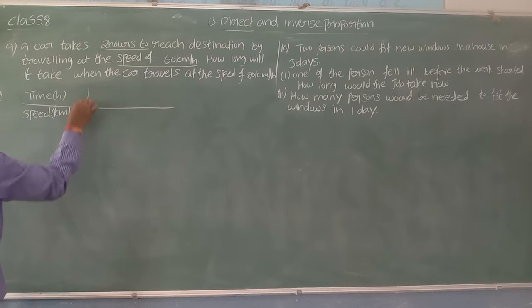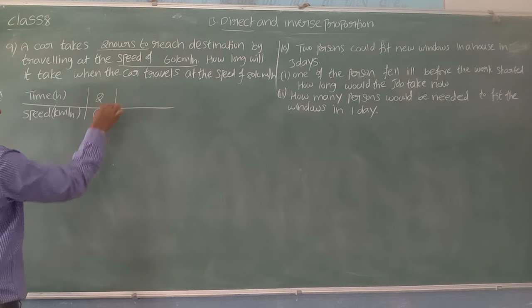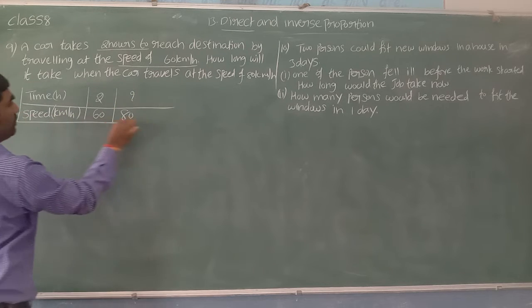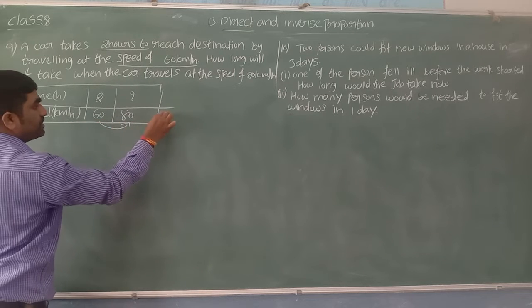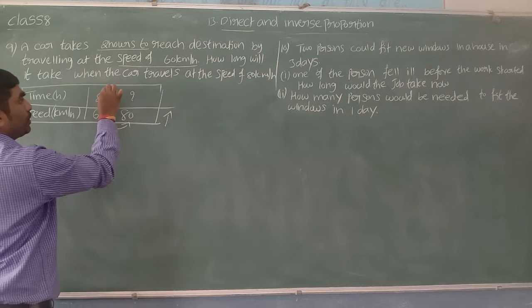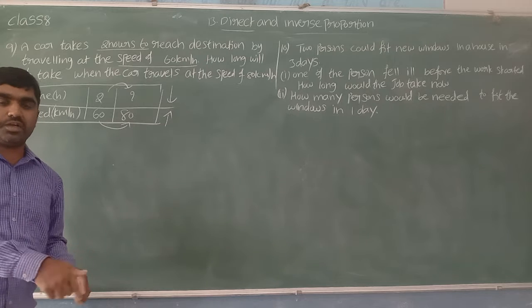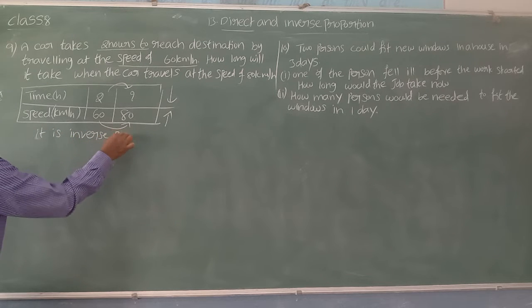So what is the time here? 2 hours, at a speed of 60 km per hour. If the car travels at 80 km per hour, how long will it take? They are asking. When the speed is increasing, automatically the time is going to reduce. If I increase the speed, we can reach early. It means time will be reduced. One quantity increasing, the other quantity decreasing. So it is inverse proportion.